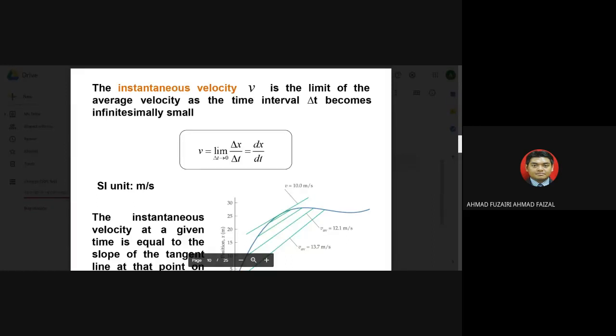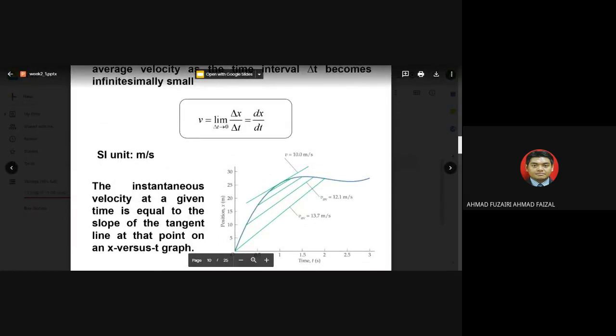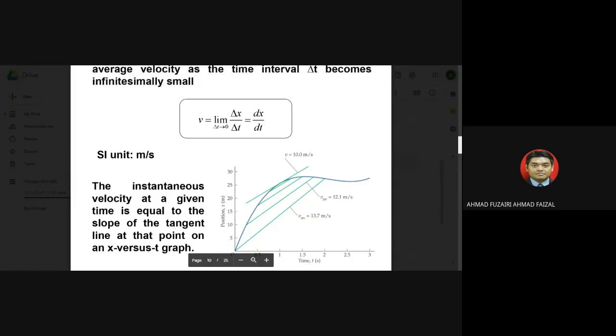Why differentiation? Okay, look at the graph below. This graph is position against time. Usually, where does the average velocity come from? It comes from the gradient or slope of the graph. But in the figure I am showing now, how do we find the slope when the graph is a curve? So we need to draw a tangent line. That is why the green tangent line is drawn at one point.